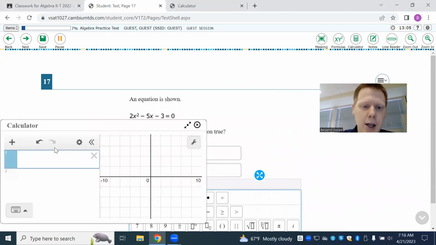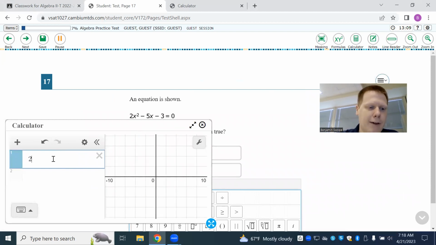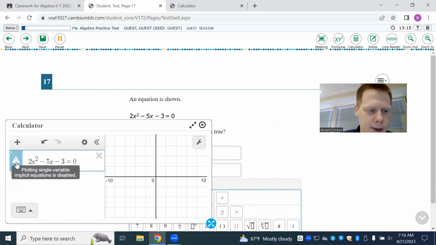So if you see an equation, you might be tempted just to try and graph this, but let's look at what happens when you try and graph an equation like this. It'll pop up with an error, and it uses kind of big words. It says plot in single variable implicit equations is disabled. If you see it say it's disabled, it just means you can't do it. But here's how we can come around this.